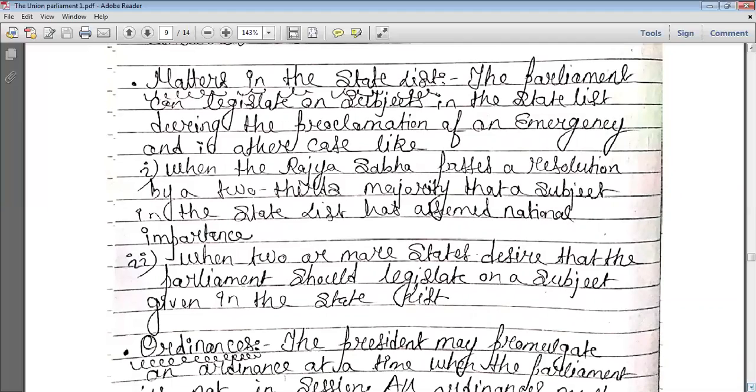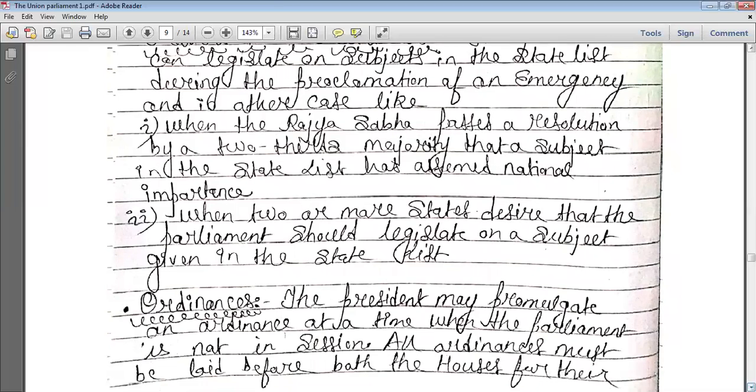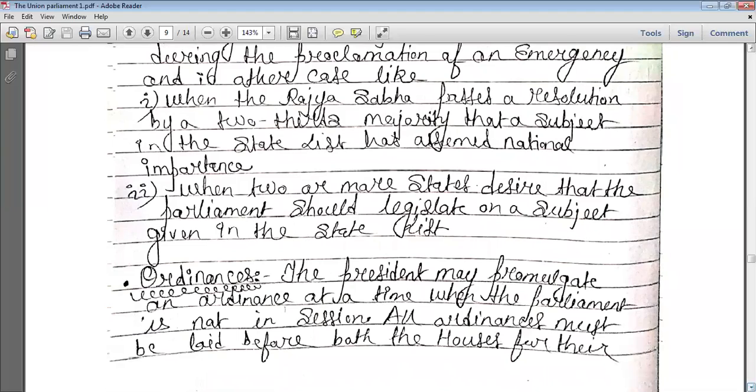In the introductory class, I have already discussed that emergencies are of 3 types: national, financial and constitutional. So there are various cases in which this proclamation of emergency can be declared. See here, when the Rajya Sabha passes a resolution by a 2/3 majority that a subject in the state list has assumed national importance.